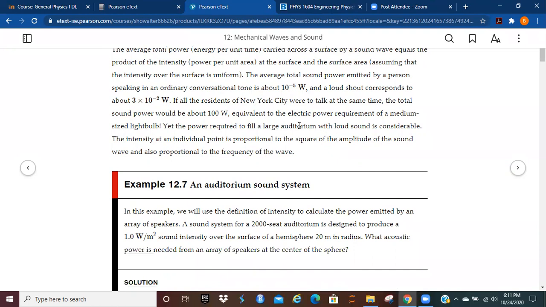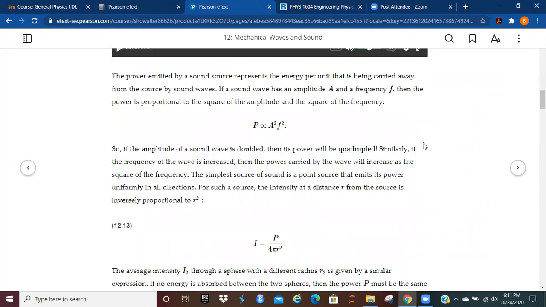Yet the power required to fill a large auditorium with loud sound is considerable. The intensity at an individual point is proportional to the square of the amplitude of the sound wave and also proportional to the square of the frequency of the wave.